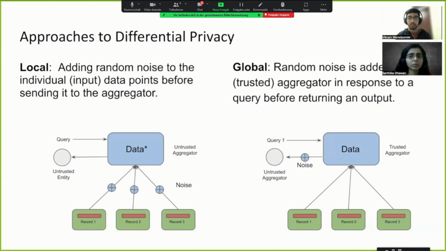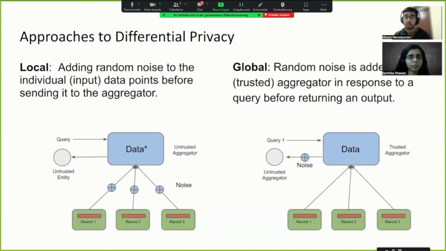In local differential privacy, what we do is we aggregate the data, but before aggregating all the user data or any sort of data, we add noise at the individual level. So each individual record is manipulated by adding some noise, and then it is stored in a central database. In this case, we can call the database an untrusted aggregator because we're not giving the true information, but we're tampering with or enhancing the information by adding some noise.